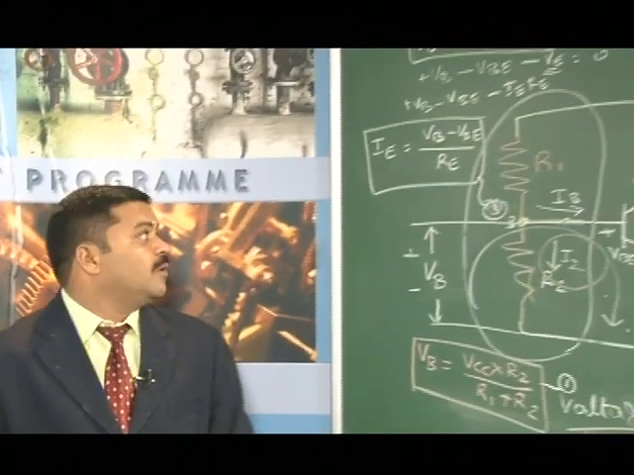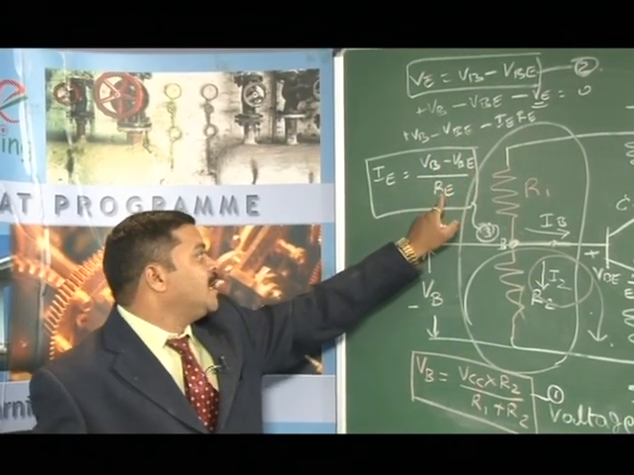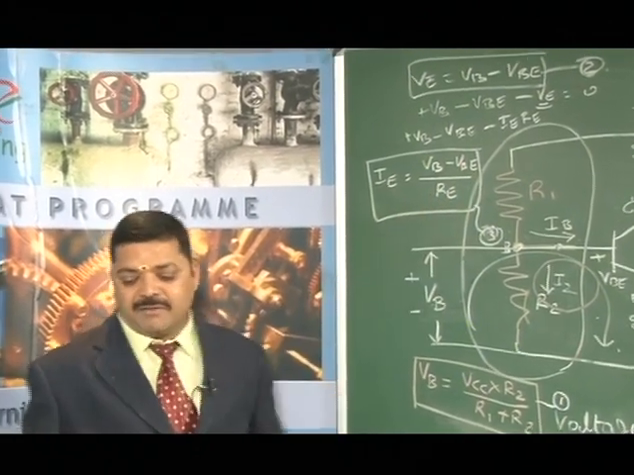We also found equation number 2, VE is equal to VB minus VBE, and from that we found IE is equal to VB minus VBE by RE. At this point we will stop today, and in tomorrow's session we will continue the same analysis, and also study the precise analysis of voltage divider bias network. We will compare what happens to the stability of the operating point in voltage divider bias network when we change the beta values or the HFE values.